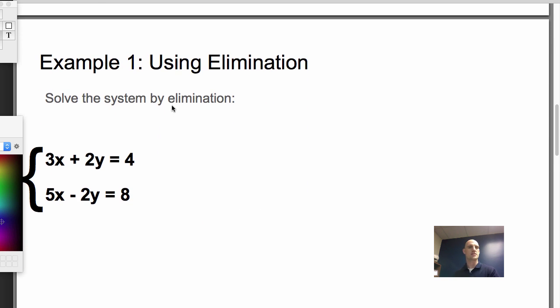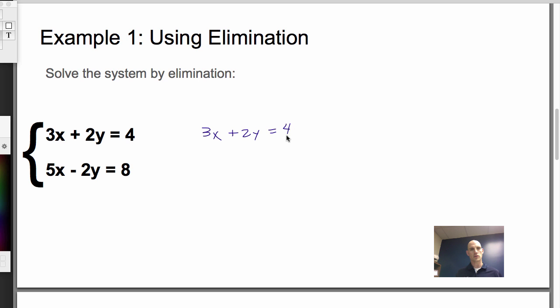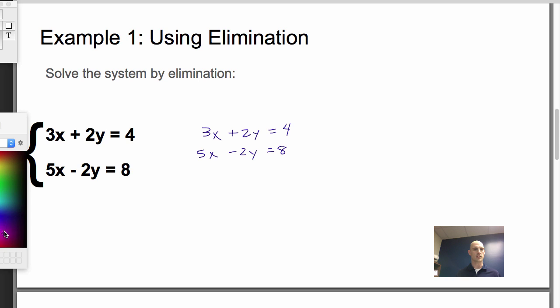First example, solve the system by elimination. We're given 3x plus 2y is equal to 4, and then 5x minus 2y is equal to 8. And what we see here is we're looking for an opportunity to add the two equations together to eliminate one of the variables. And so as we look here, we see this is the easiest case.